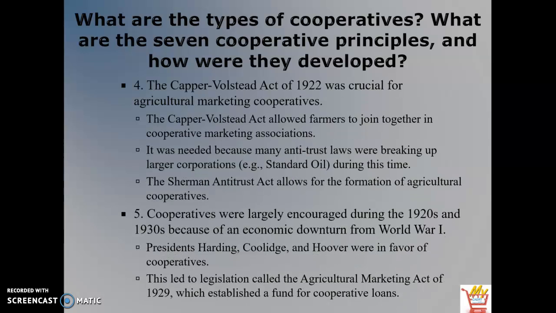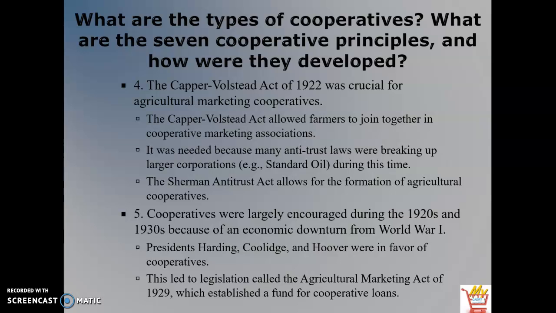The Capper-Volstead Act of 1922 was crucial for the agricultural marketing cooperatives. So places like Land O'Lakes, cooperatives that are owned by the farmers that process, package, and sell agricultural goods under the cooperative name. Those were made possible by the Capper-Volstead Act. And the Capper-Volstead Act allowed farmers to join together and form those cooperative marketing associations.